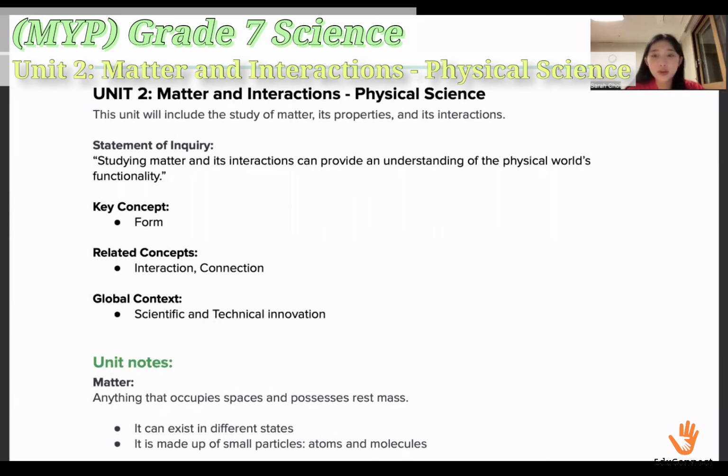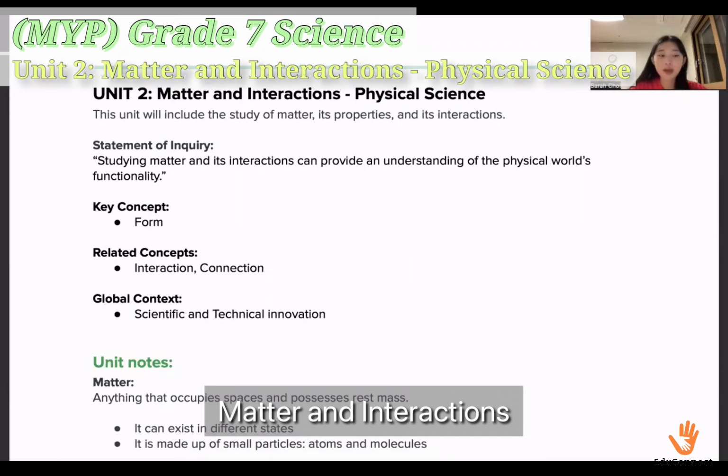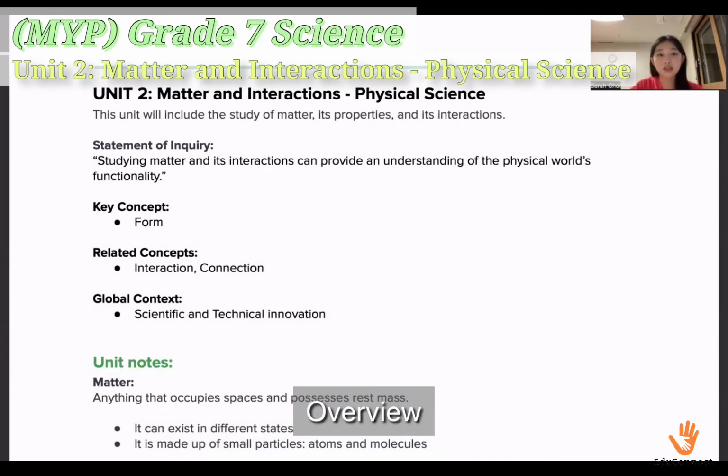This is Unit 2, a continuous sector of the first unit's physical science, and instead of focusing on forces and its interactions, we will be looking at matter and its interactions. And because it is an extension of the first unit of physical science, it will be slightly shorter. To give a brief overview, this unit will include the study of matter, its properties, and its interactions.